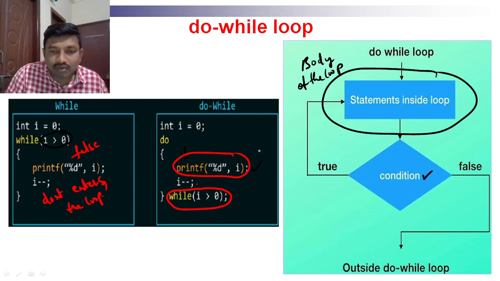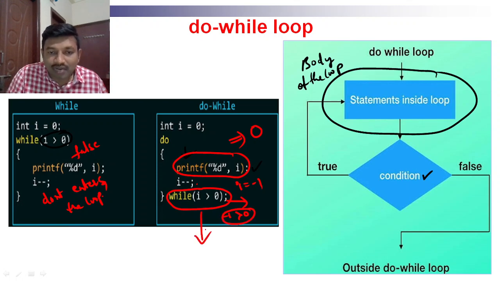But here i is equal to 0. What happens? Simply we enter into the loop, we print the 0. And now i is decremented, so i becomes minus 1. Now we will test the condition. Is minus 1 greater than 0? No, false. So we will come out of the loop. But meanwhile what has happened is 0 has been printed.